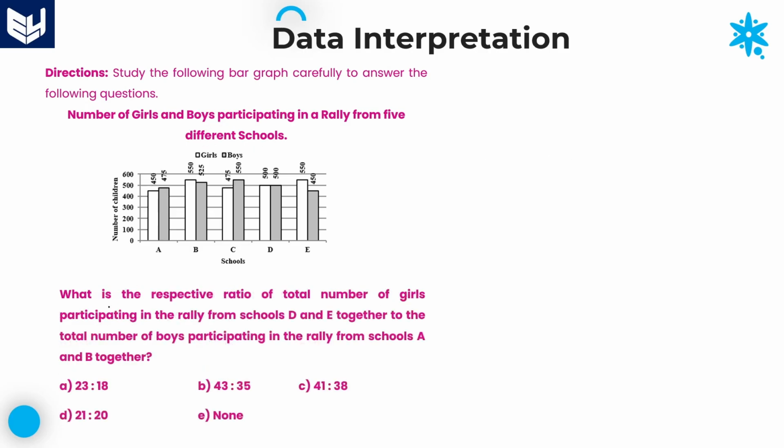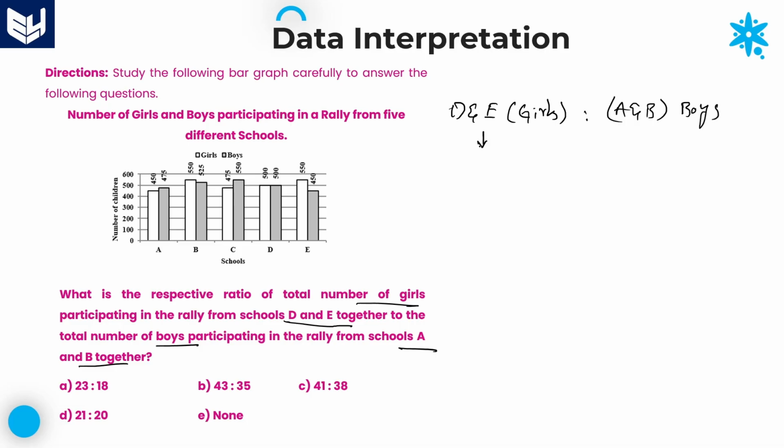Second question. What is the respective ratio of the total number of girls participating in the rally from schools D and E together and the total number of boys participating in the rally from schools A and B together? Here we need to calculate the ratio of, first, girls from D and E together, and the second one, boys from A and B together. This is the ratio we need to calculate.